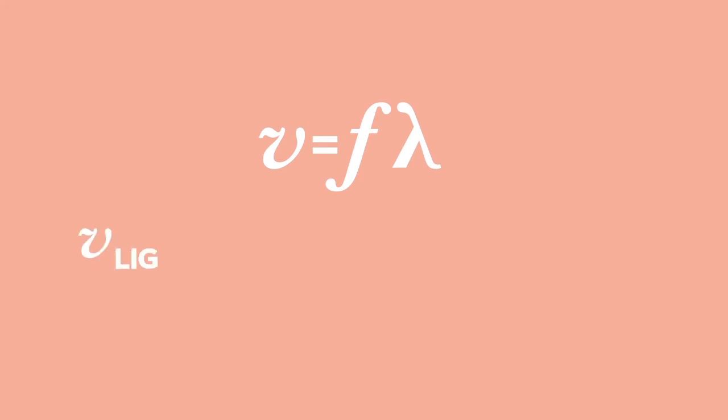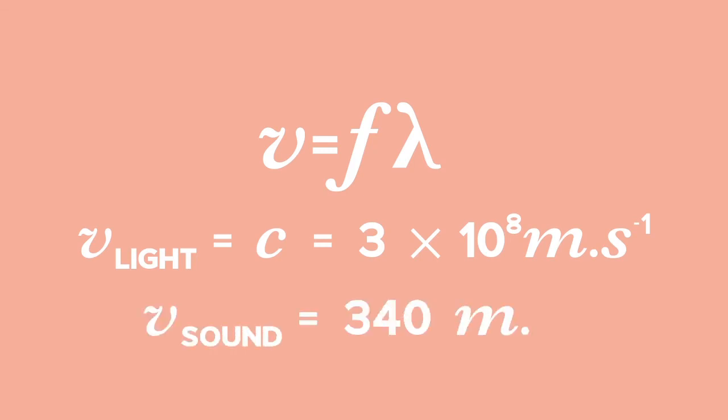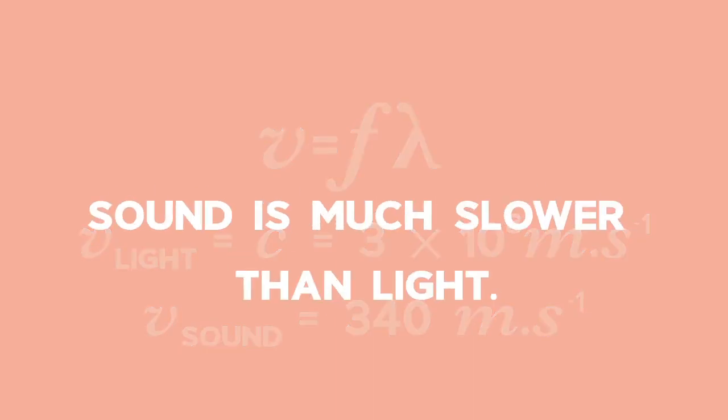Light moves at over 300 million meters per second, while sound moves at around 340 meters per second, and that depends on the material. So sound is much slower than light.